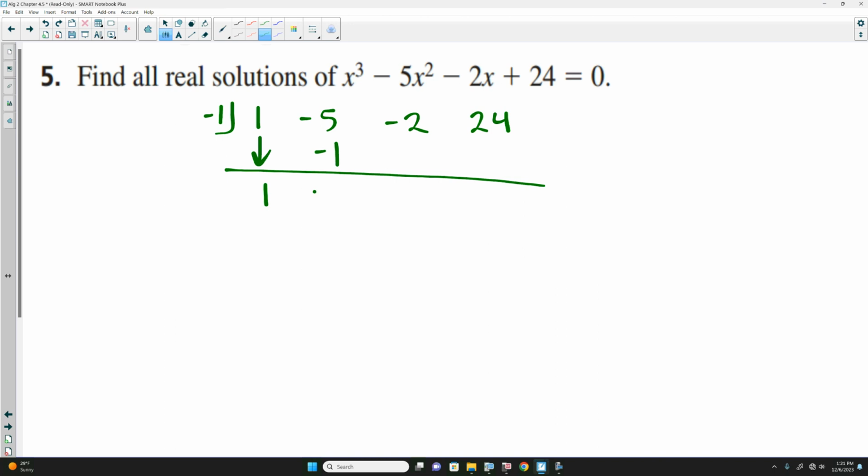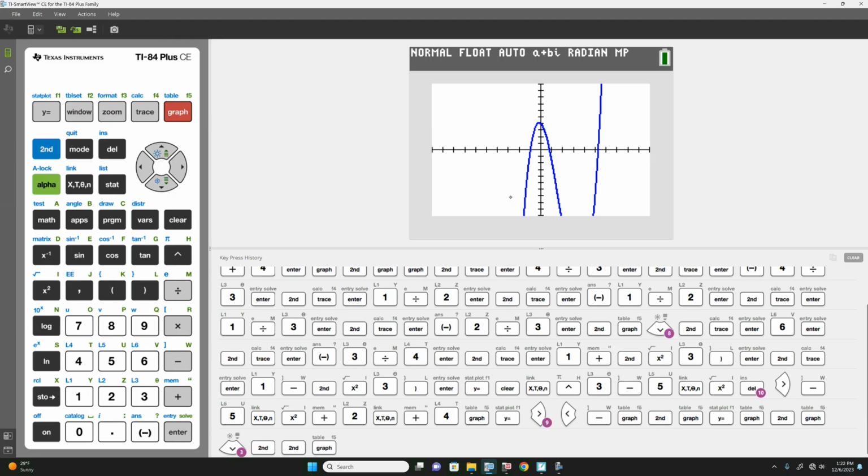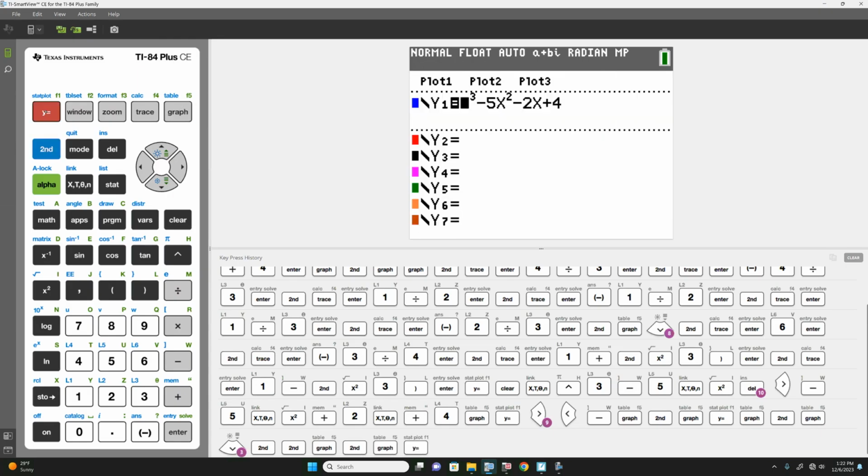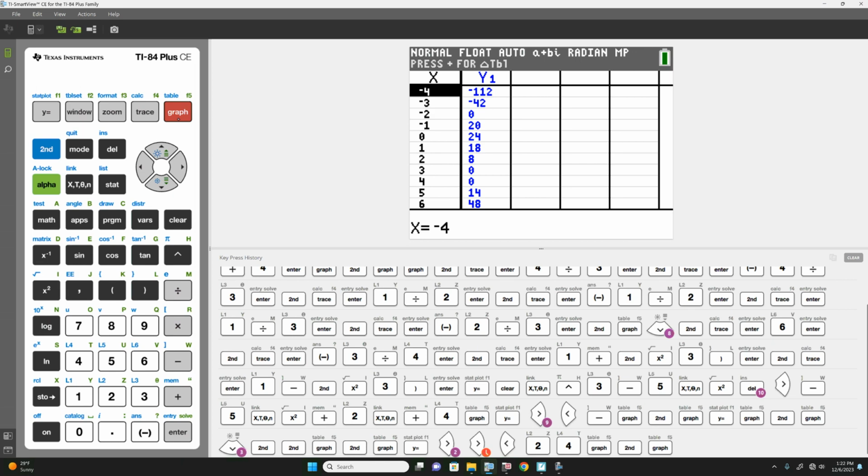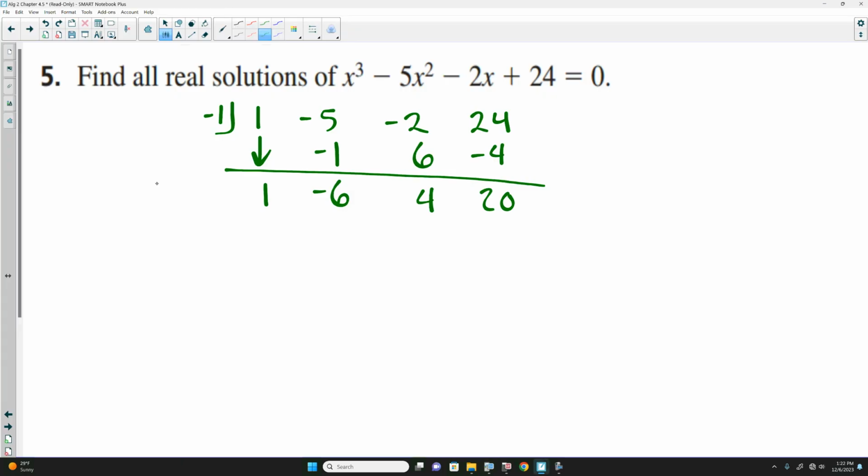-1 times 1 is -1. -1 plus -5 is -6. -1 times -6 is 6. -2 plus -6 is 4. Maybe -4 giving us 20. I think let's x cubed. What's the last one supposed to be? 24. Almost. -2, 3, 4. How many do we have actually?